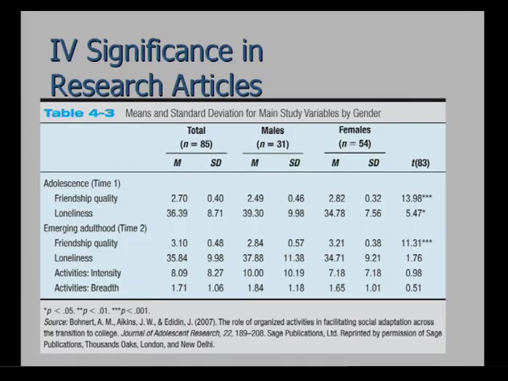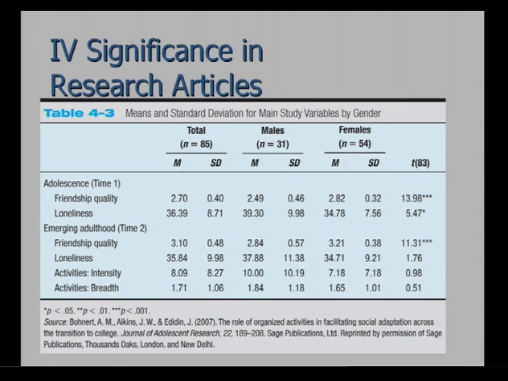You can see they're comparing friendship for males and females. And you can see at the top, friendship quality was significantly, because of those asterisks, different for males and females. 2.49 for males, so it was higher for females. Friendship quality was higher for females, significantly higher than for males. It's not likely this was just due to chance. It's likely that there are different friendship qualities between males and females.